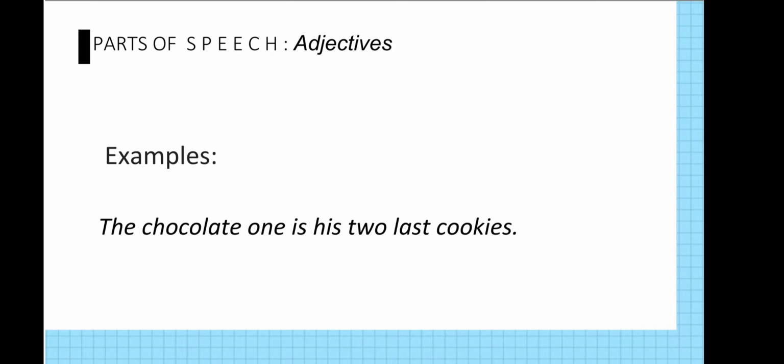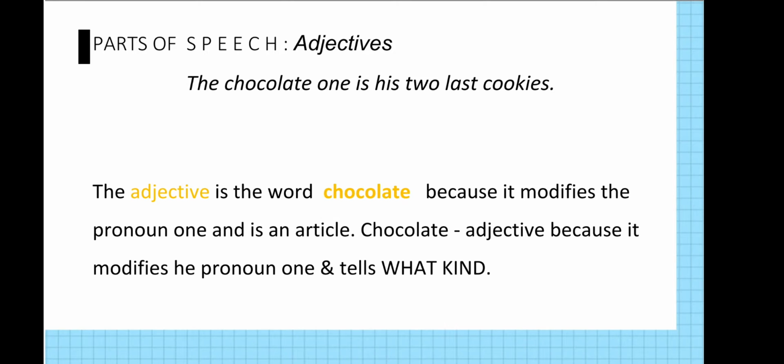For another example, we have the chocolate one is his two last cookies. Ano kaya yung mga adjectives natin dito? So, we have the adjective here is the word chocolate. Okay? Miss, I thought chocolate is a noun. Yes, it's a noun, but it would change depending on the usage of that word in the sentence. The chocolate one is his two last cookies. So here, the word chocolate, because it modifies the pronoun one, is an adjective.